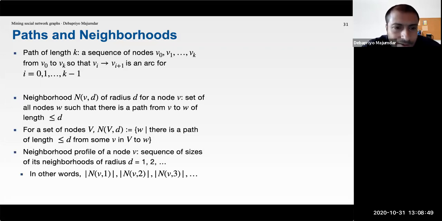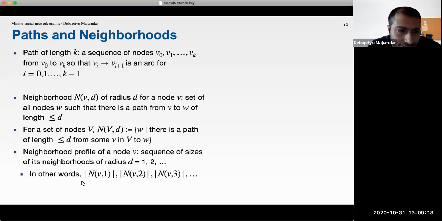The neighborhood profile of a node V is the sequence of sizes of its neighborhoods of radius d equal to 0, 1, 2, and so on. The neighborhood of radius 0 is obviously the node itself. Where can I go with 0 hops? I cannot go anywhere else, I'm only at V. Where can I go with 1 hop? All the nodes that are essentially the out degree of V, plus 1 for V itself. So 1 plus the out degree of V. Similarly, the second one is the number of nodes you can reach with 2 hops, and so on. This sequence is called the neighborhood profile of a node.